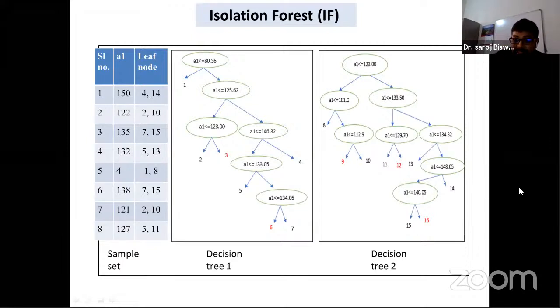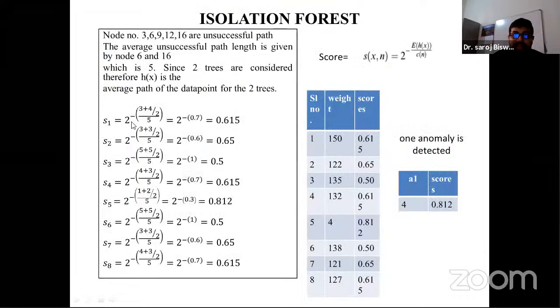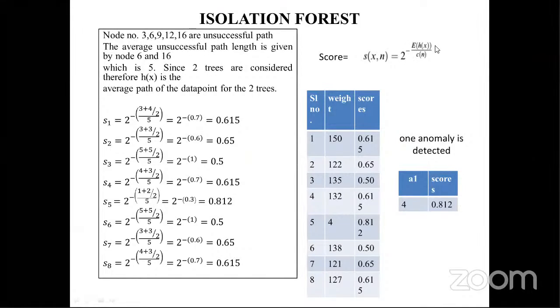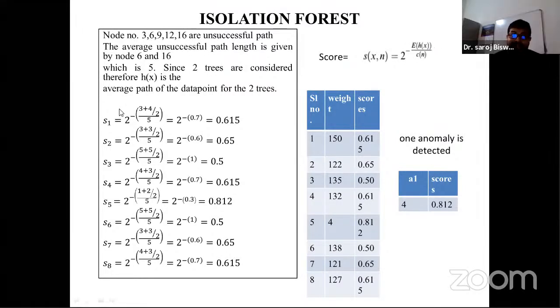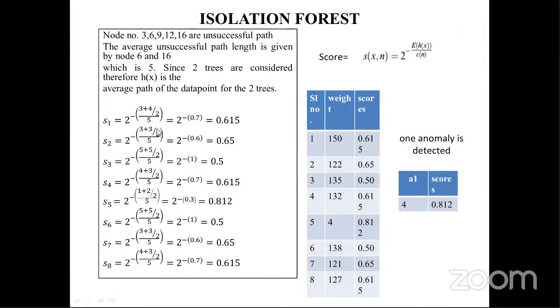See here in the next slide, when we calculate the S1 score of this one, it is 2 to the power minus. So this is the formula. This is the average path length of x. X is which one now? X is the sample S1. So we have 2 to the power minus (3 plus 4) by 2, because it's an average. Two numbers are there, that's why by 2.